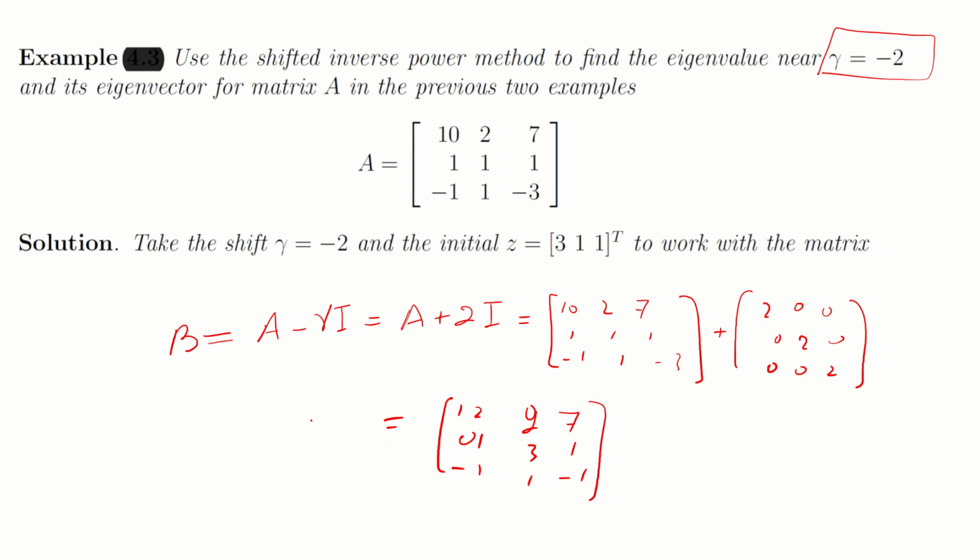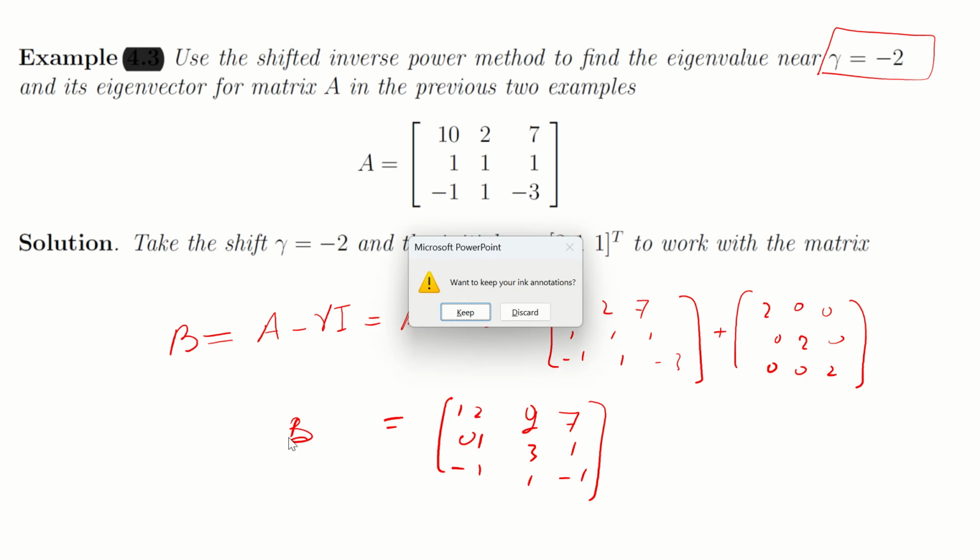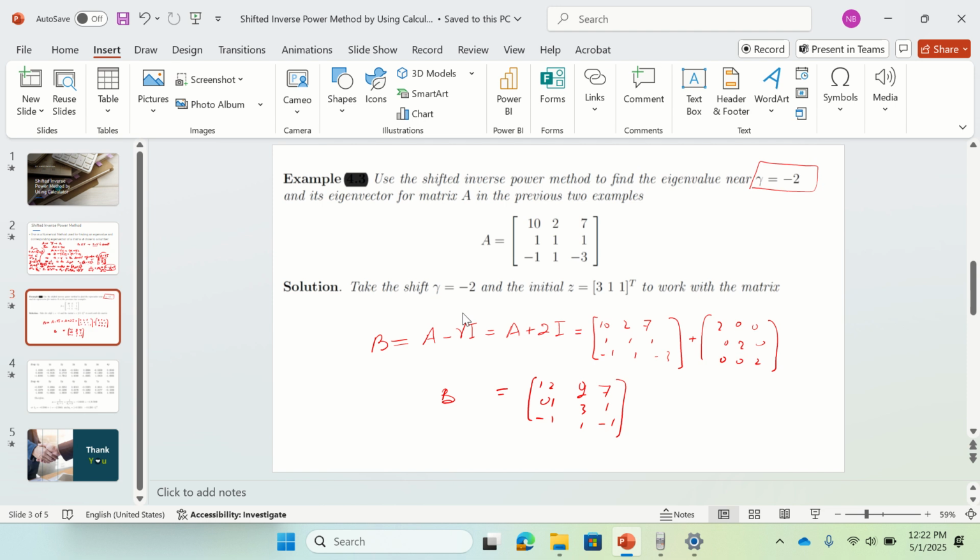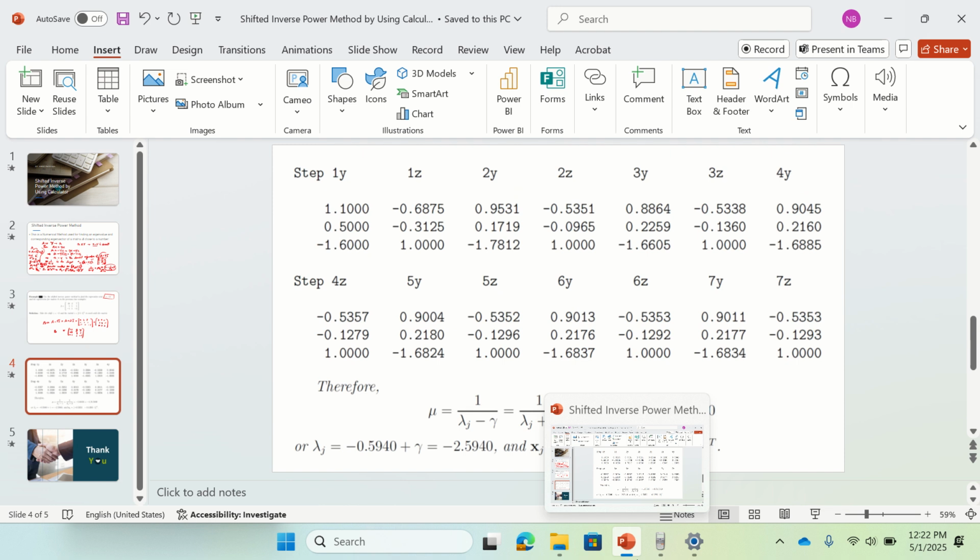Right? So this is a matrix whose inverse needs to be found, and then we apply the power method. I'll do these steps by using a calculator, so let's move to the calculator. Okay, if you go to the next step, in that step iterative values are given.